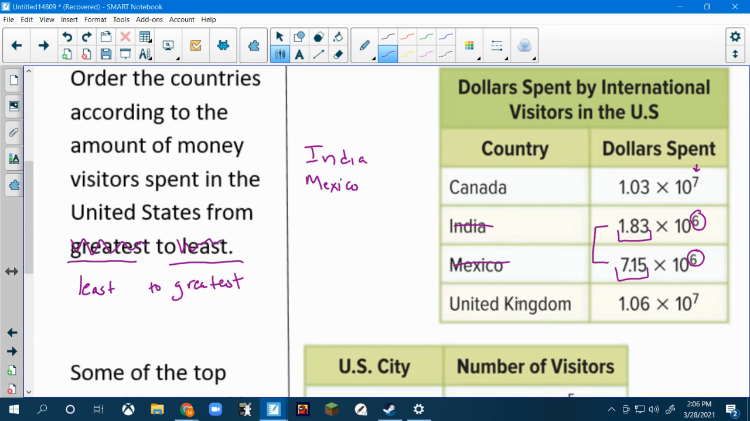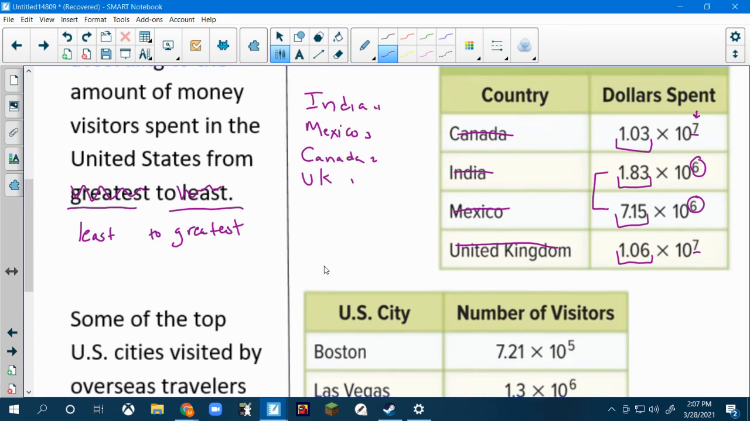Now Canada and the UK both have the same exponent, 7 and 7. So look at my front number, 1.03, 1.06. Which one's smaller? Well, 1.03 is smaller, so it's going to be Canada, and then the United Kingdom. And if you write that from greatest to least, you would say 1, 2, 3, 4 is greatest to least. From least to greatest, we wrote it that way. If you're going greatest to least, you just write it backwards.